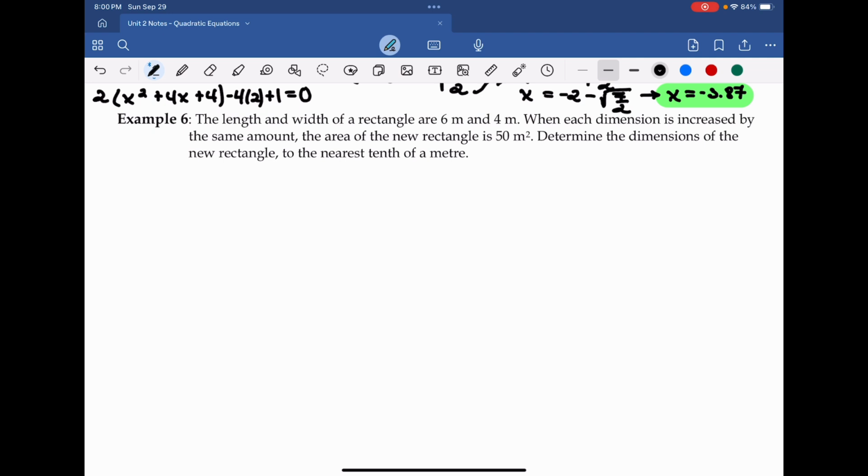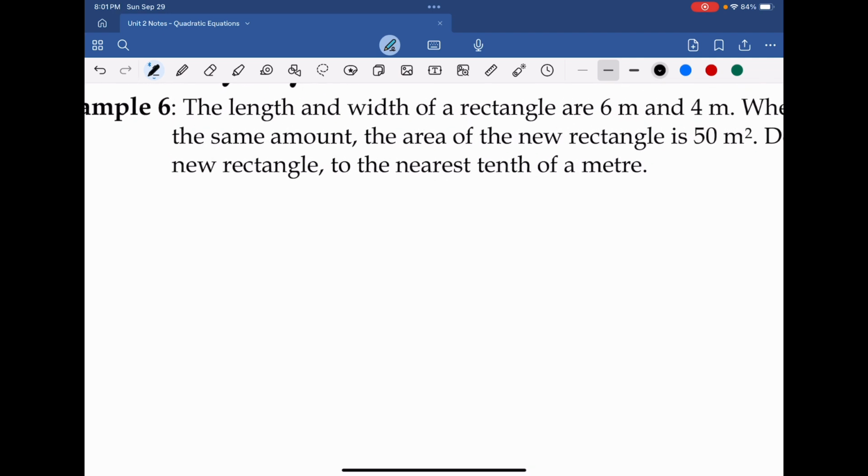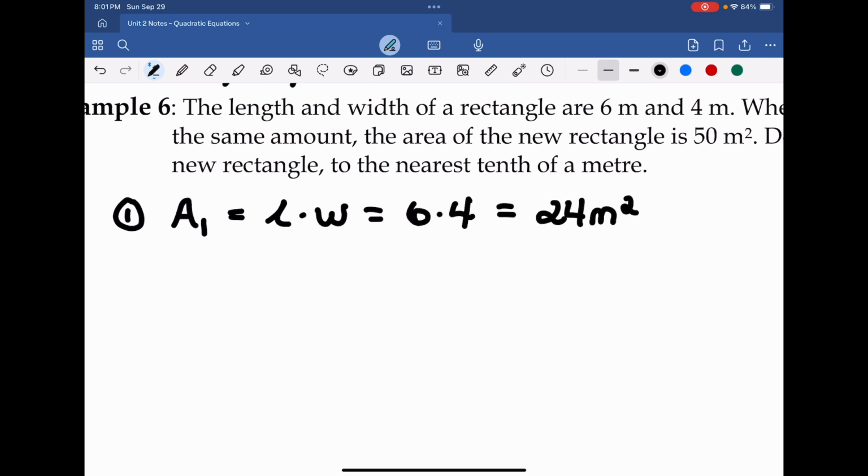Let's start off with defining a couple of things in this problem, because we want to be very careful with this. First of all, they tell us that the length and width of this rectangle are 6 and 4, and if they increase by the same amount, then it increases to this new 50 meters squared. First and foremost, part number 1, we know that the area of the first one was length times width, which was equal to 6 times 4, which is equal to 24 meters squared.